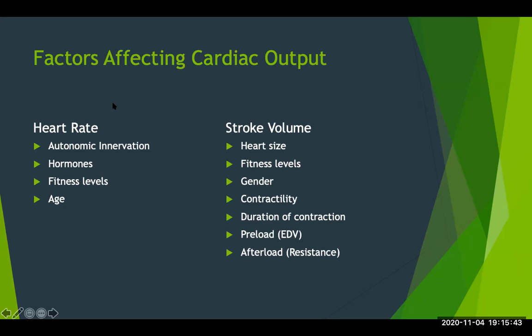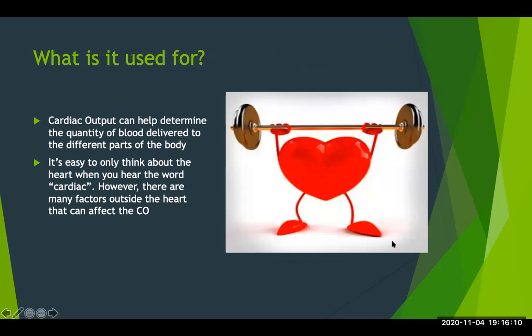Factors affecting cardiac output: your heart rate is affected by nervous system innervation, hormones, fitness level, and age. Your stroke volume, the amount of blood that your ventricles eject, will be affected by your heart size, your fitness, your gender, the contractility of the heart, the duration of the contraction, the preload, which is the end diastolic volume, the volume in the ventricles before they contract, and the afterload, which is the resistance.